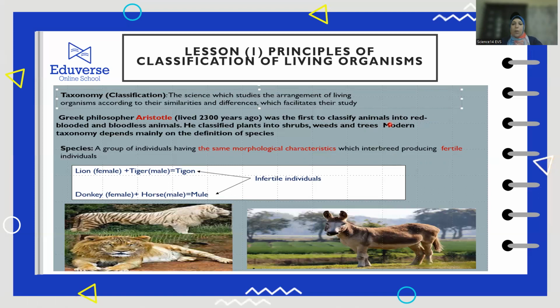But what will happen when two different individuals from two different species are crossed together, like a female lion and a male tiger? The product will be the tigon, and this tigon is an infertile or sterile individual. Crossing between a female donkey and a male horse, the product is a mule. This mule is an infertile or sterile individual. So to produce fertile individuals, crossing must take place between individuals of the same species.